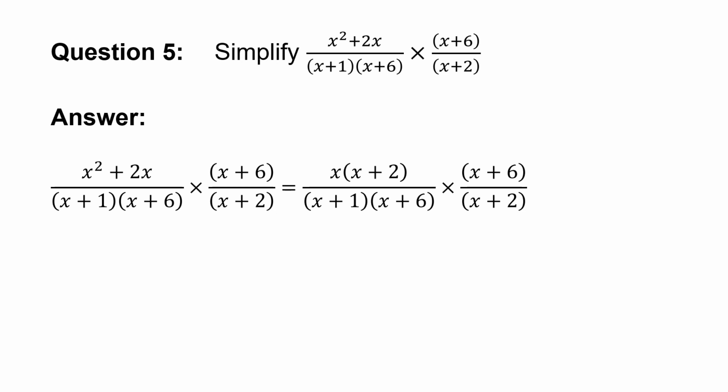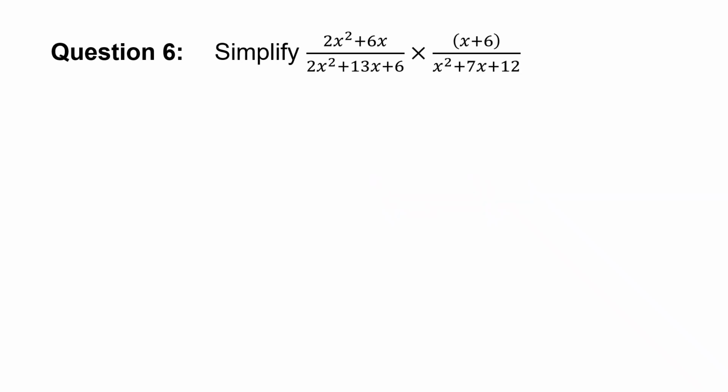Now we can go ahead and look for simplifications. So we notice we have an x plus 2 in the numerator and the denominator, so we can cancel these terms out. We also have an x plus 6 in the numerator and the denominator, so we can go ahead and cancel this out as well. So we're left with x over x plus 1.